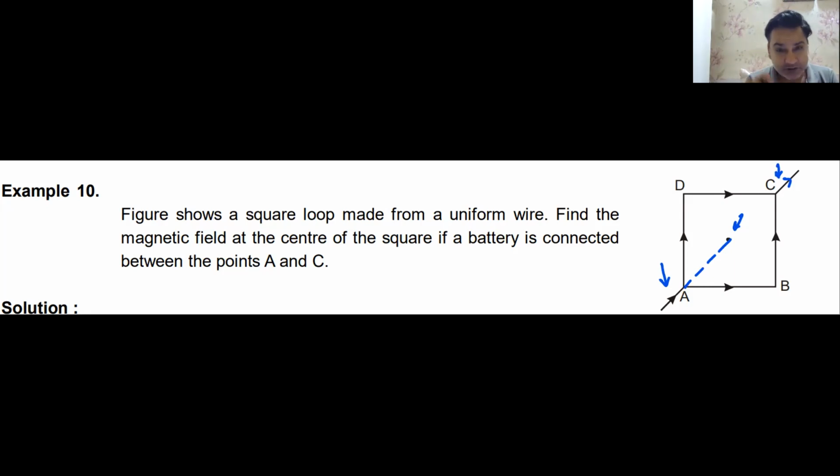Remember, whenever you get a question of this type where current is getting divided, wherever you have more resistance, current would be less. Yes or no? Where there is less resistance, current would be more. Here, both the resistances are the same. Whatever current goes in this part, the same current will go in this part. Yes or no? Yes, sir.